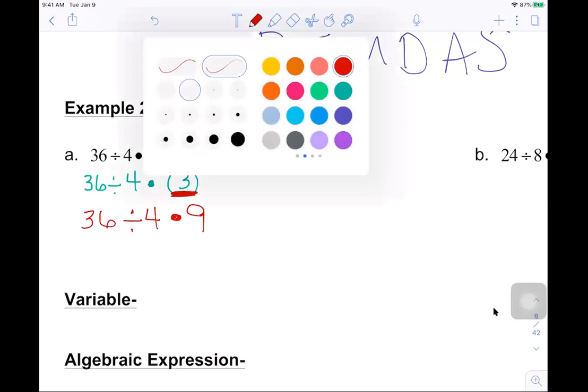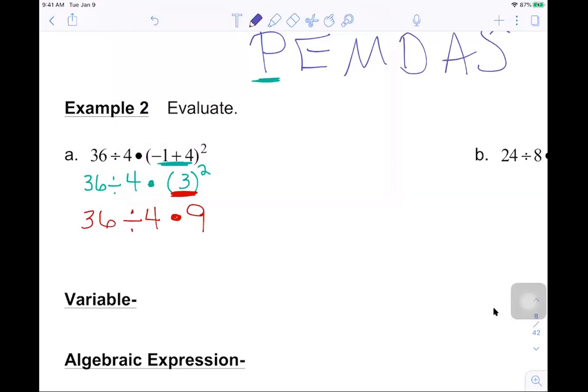So now the next step, multiplication and division from left to right. Well, if I'm reading from left to right, I have to divide these two numbers first because they're on the left side. So we have 36 divided by 4. Does anybody know what 36 divided by 4 is? 9. Yeah, Emma said 9.